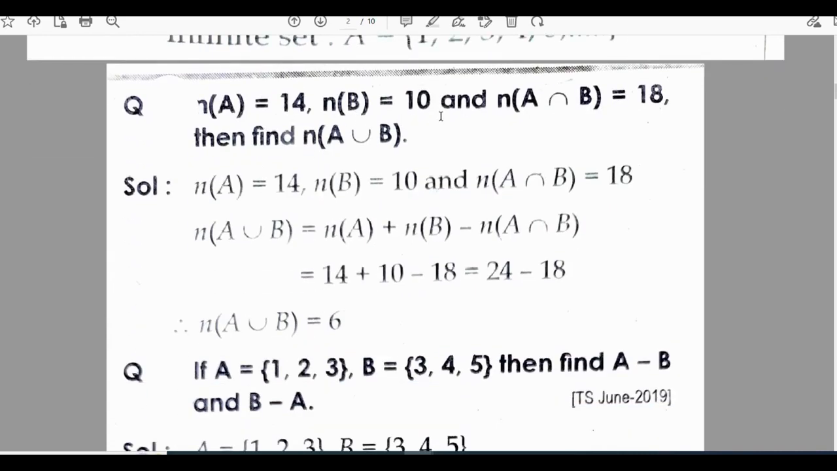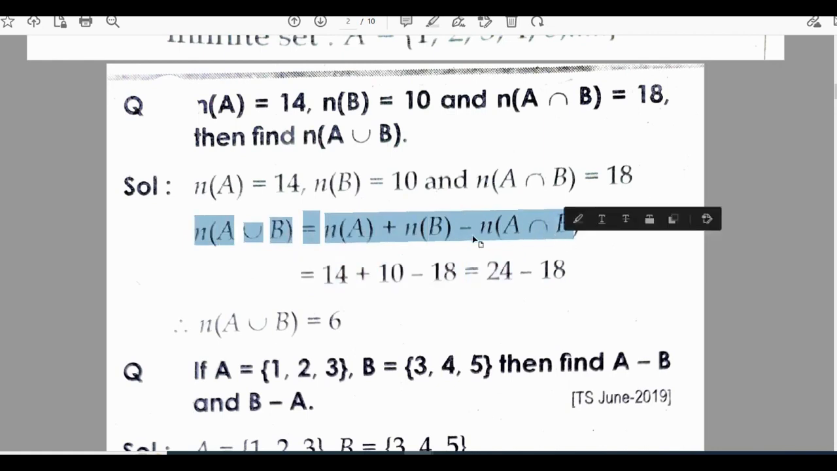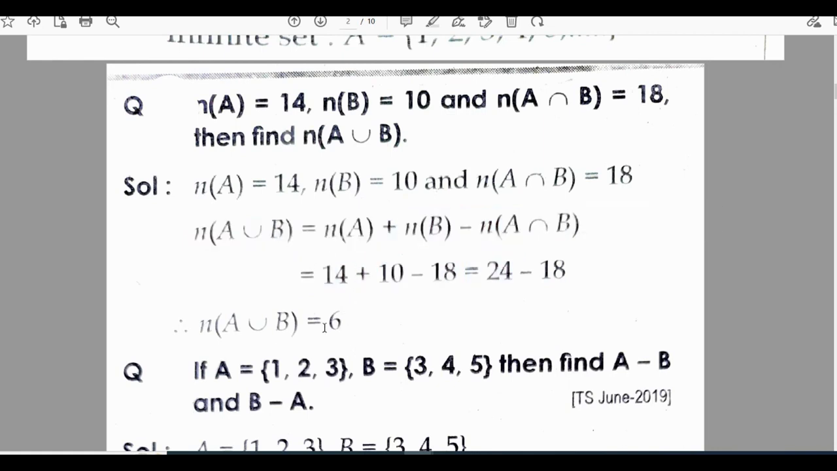n of A is 14, n of B is 10, n of A intersection B is 18, then find n of A union B. So we have to use the formula: n of A union B is equal to n of A plus n of B minus n of A intersection B. Replacing the values, we got n of A union B as 6.